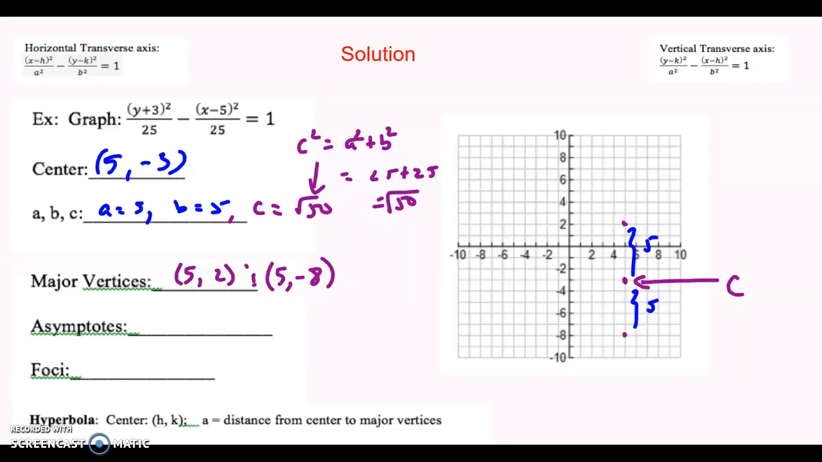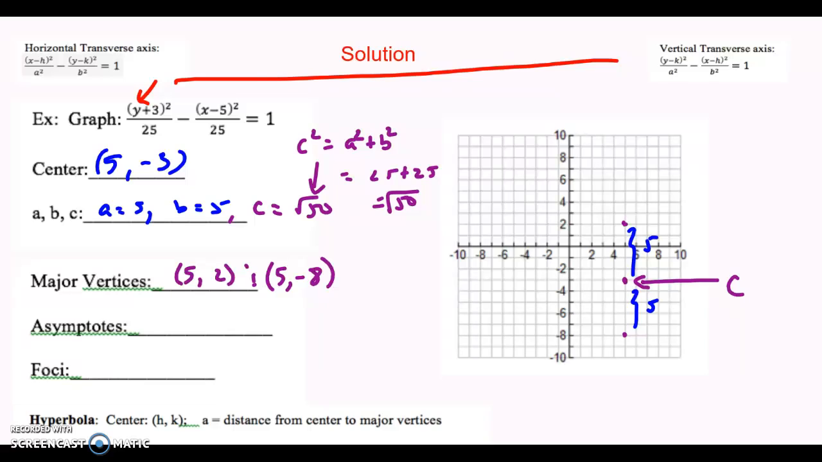Hopefully you saw that we did have a vertical transverse axis. Again, how did I know that? Because y came first. The center was 5, negative 3, because the h always goes with the x, the k always goes with the y. So our center is 5, negative 3. My a and b values are the same, and I did a Pythagorean theorem to get root 50 for my c value. I started at 5, negative 3, and since I am going in the y direction this time, I went up 5 from 5, negative 3, and that's how I got 5, 2, and 5, negative 8. The x values stayed the same because the y values are changing.